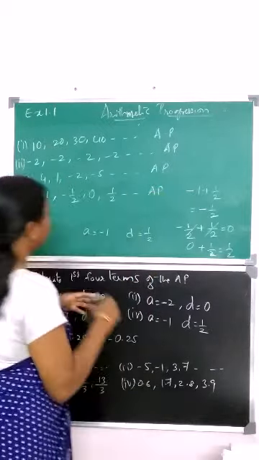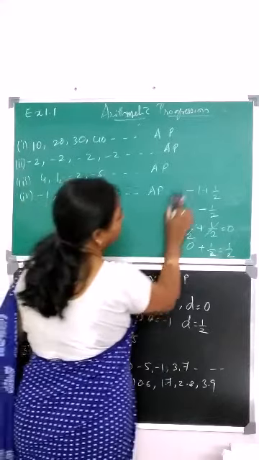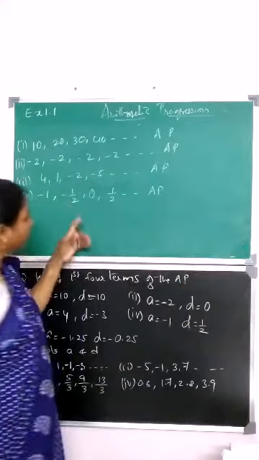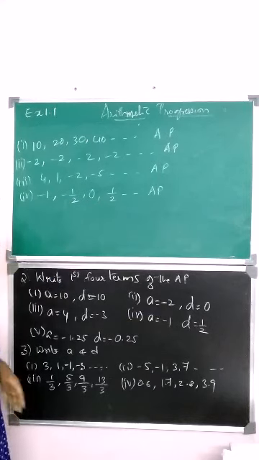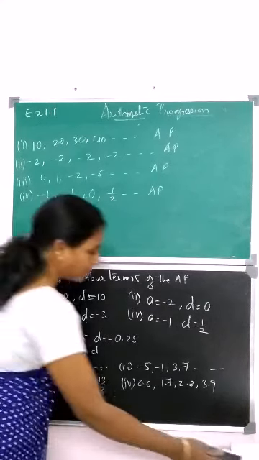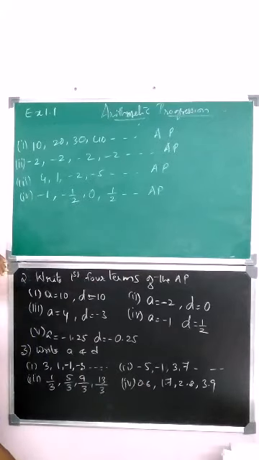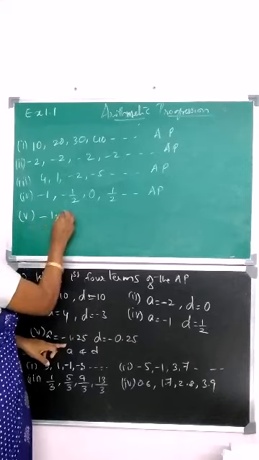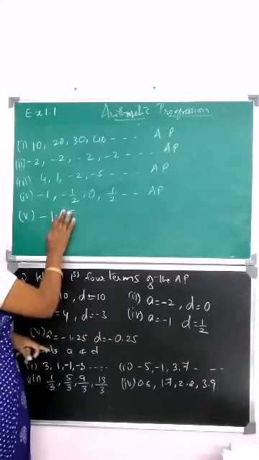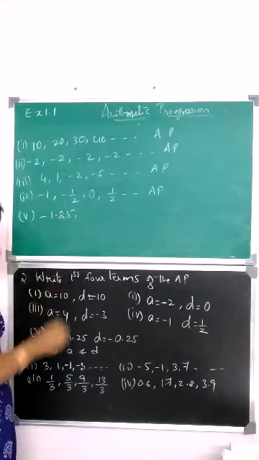So all these are in AP. Now we got to know that the AP here, after adding half, we are getting as -1, -half, 0, half, etc. is AP. Okay, the next one, fifth one. Let me consider the fifth one. What is it? Minus 1.25. This minus 1.25 is the first term.